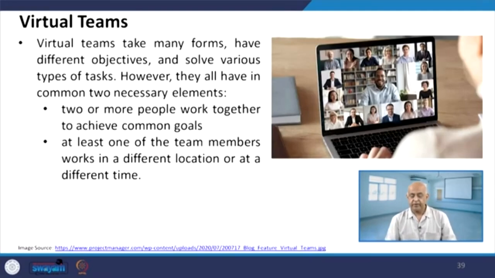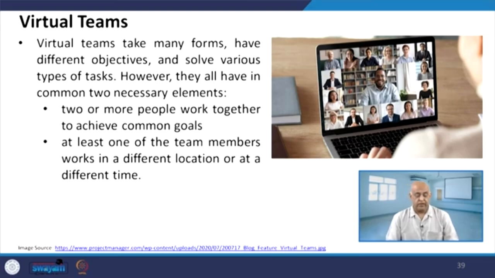Whenever we are talking about virtual teams, they take many forms, have different objectives and solve various types of tasks. They all have in common two necessary elements. Two or more people work together to achieve common goals. At least one of the team members works in a different location or at a different time. And that is how they work together to achieve the particular common goal, right?